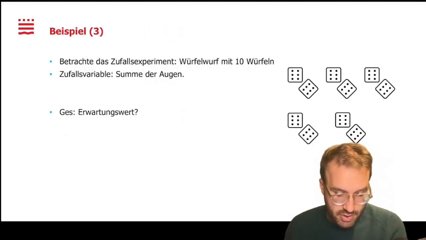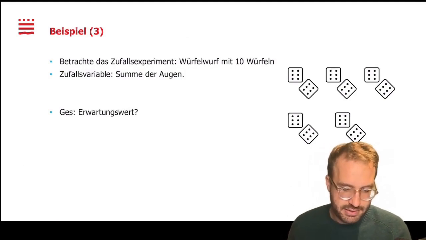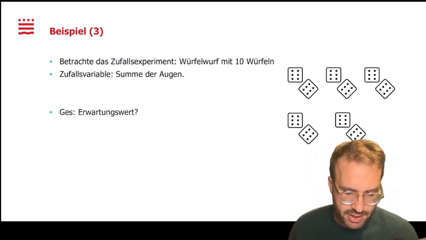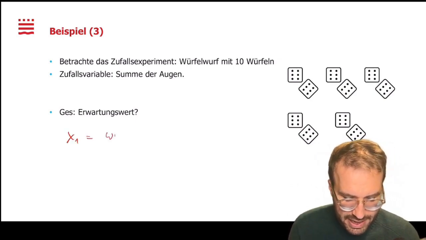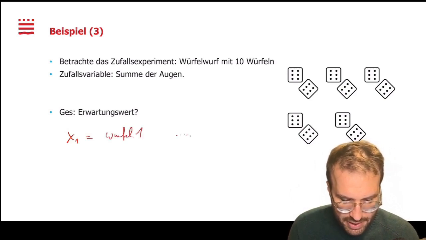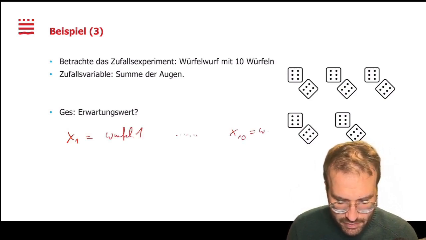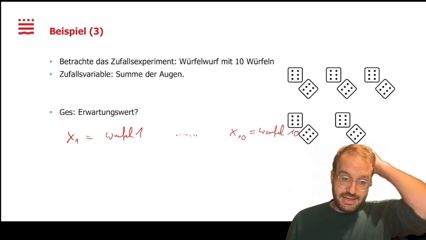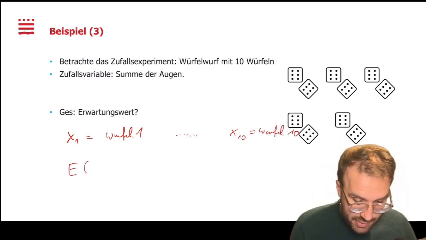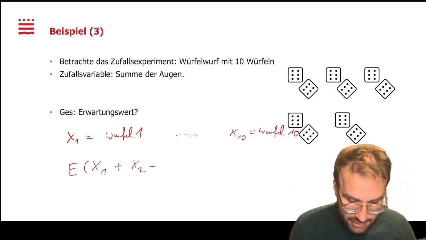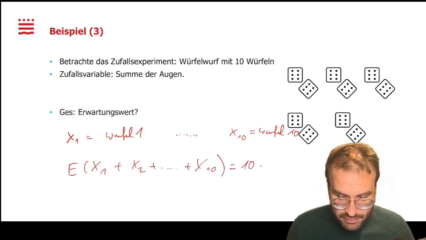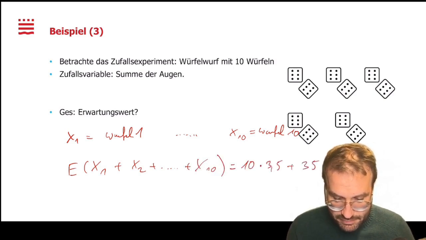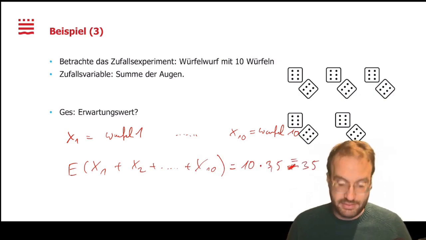And now we could do the same with 10 dice. And how will that look? We can take the same situation. We take x as die 1 and so on, up to x equals die 10, and then we need to calculate the expected value of x, which is nothing other than 10 times 3.5. Yes, and that is 35.